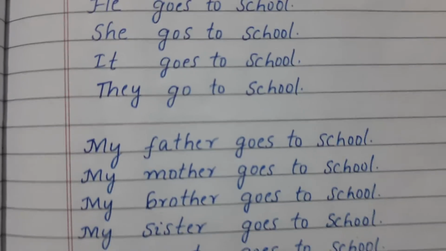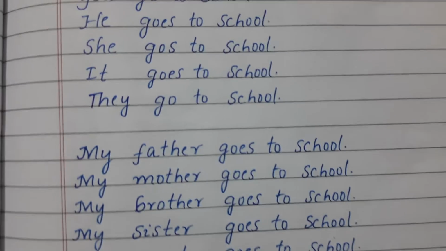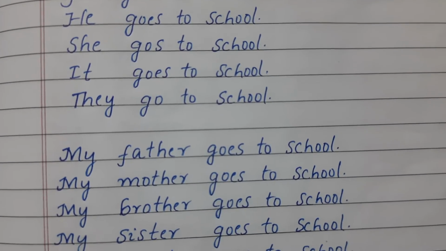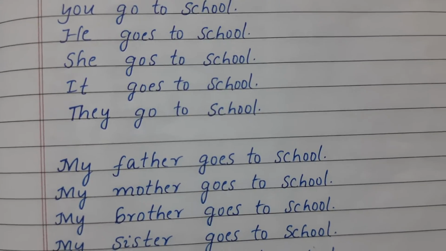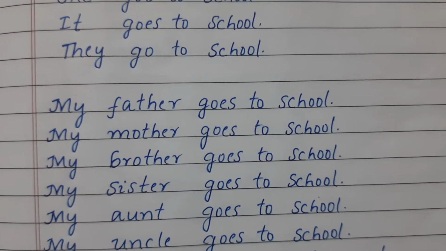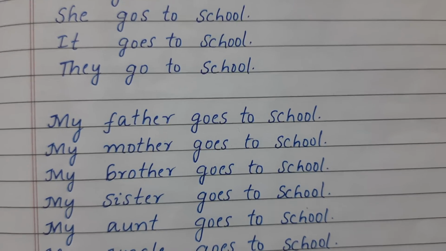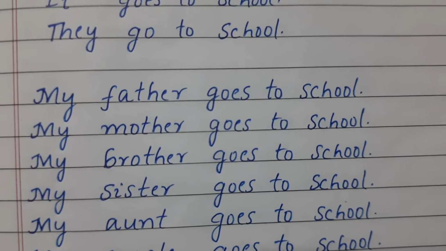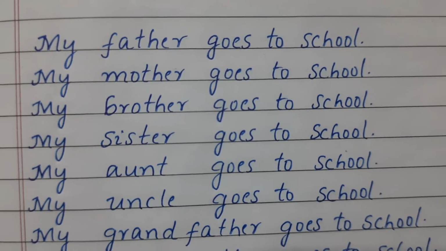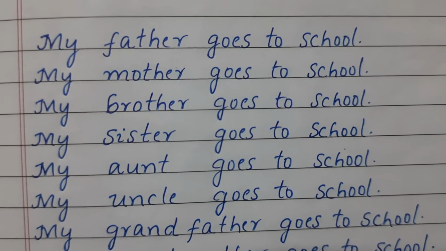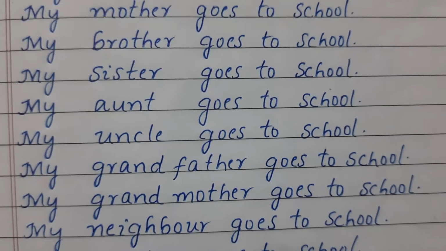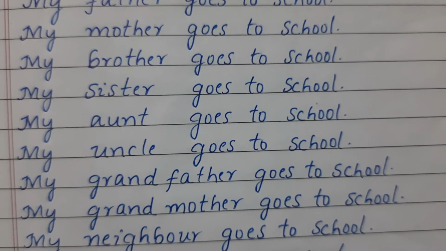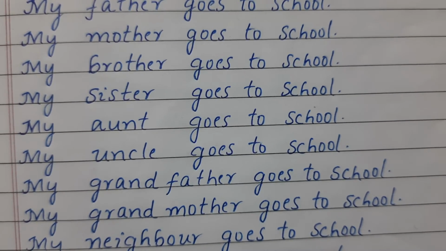My father goes to school. Here, my father is third person singular. That's why the verb takes es. My mother goes to school. My brother goes to school. My sister goes to school. My aunt goes to school. My uncle goes to school. My grandfather goes to school.